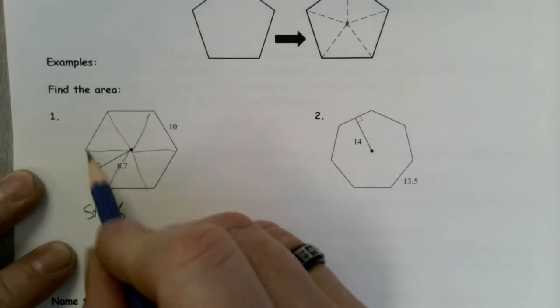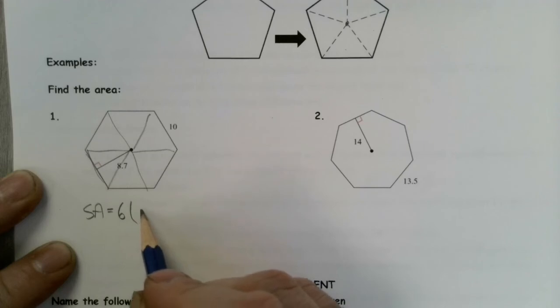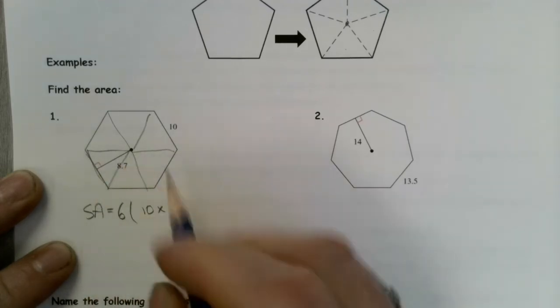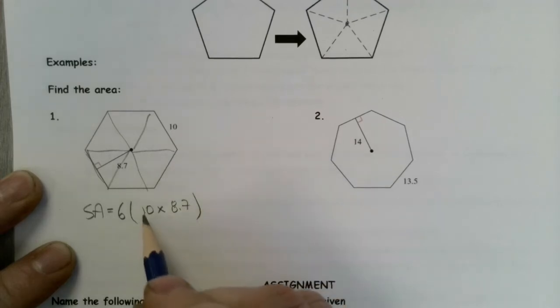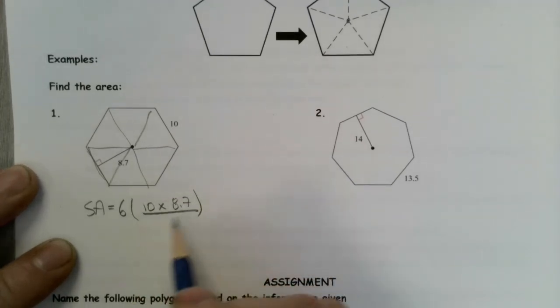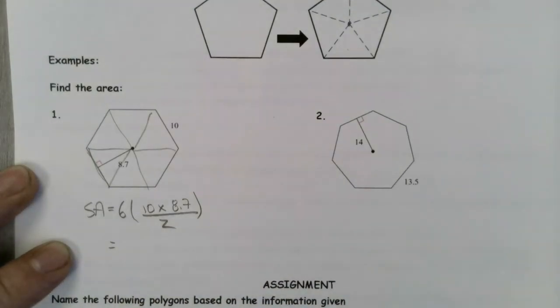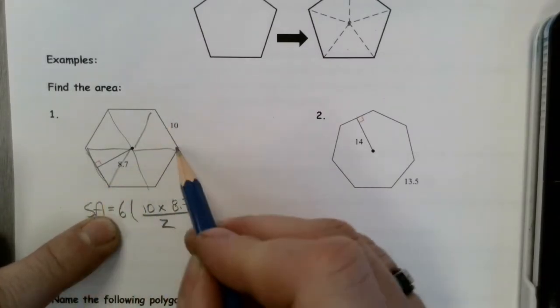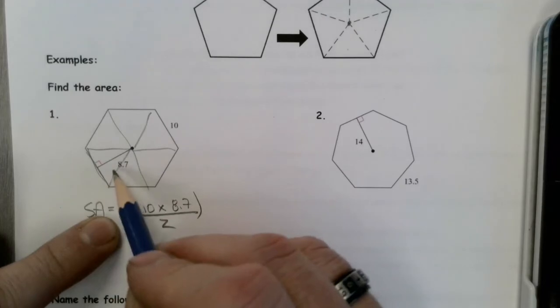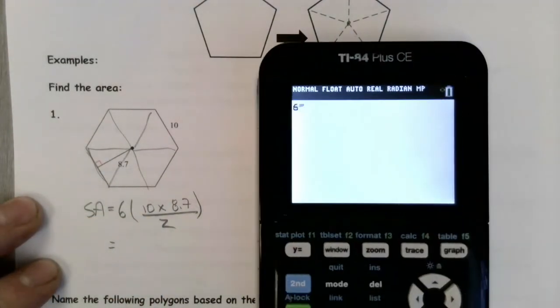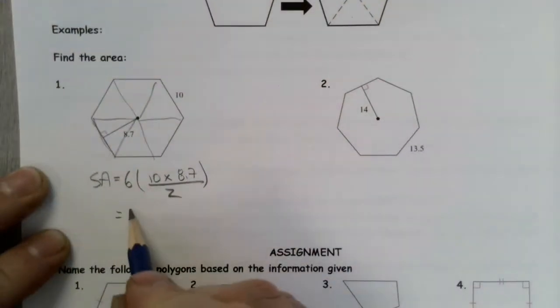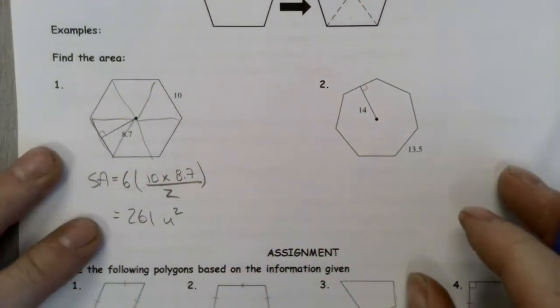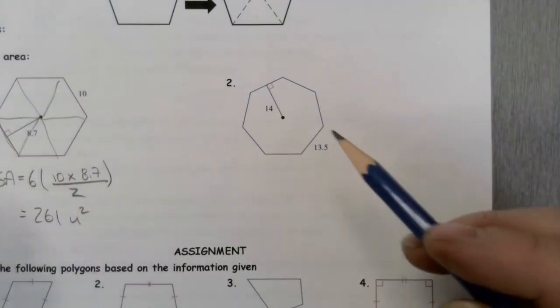I know that the base of each one of these triangles here is going to be 10. And I know that the altitude of each one is going to be 8.7. Now remember, a triangle is base times height divided by 2. So the overall area of this shape is going to be 6 of these triangles. Base is 10, because all of them are going to be 10, and the height here is given as 8.7, and they're all going to be the same. So 6 times 10 times 8.7 divided by 2. And I get 261 units squared.